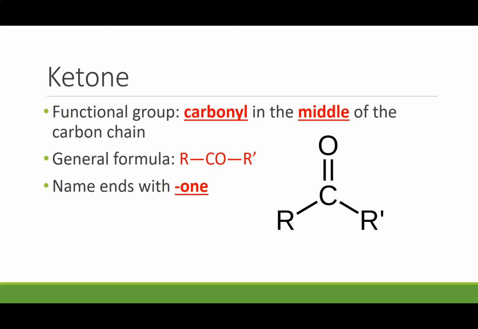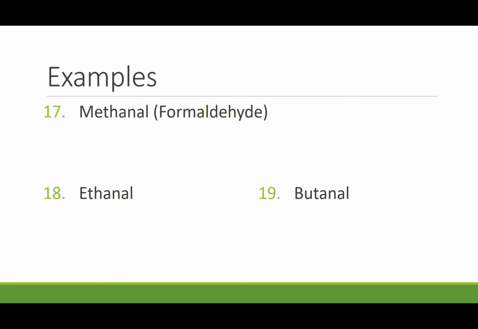So the general formula would be RCOR', where R is a carbon chain and R' is the other side of the carbon chain. The name of a ketone ends with the suffix -one. We'll look at number 17 through 22 in the guided practice packet next.